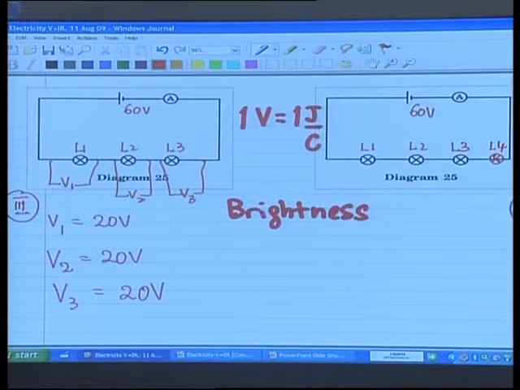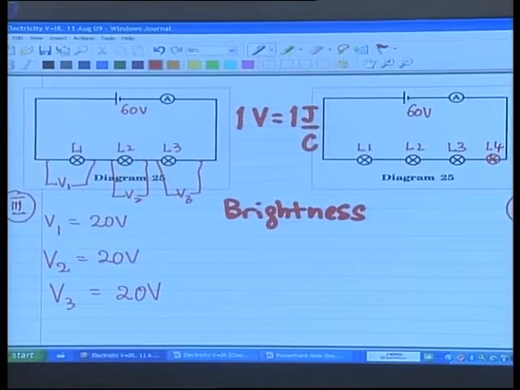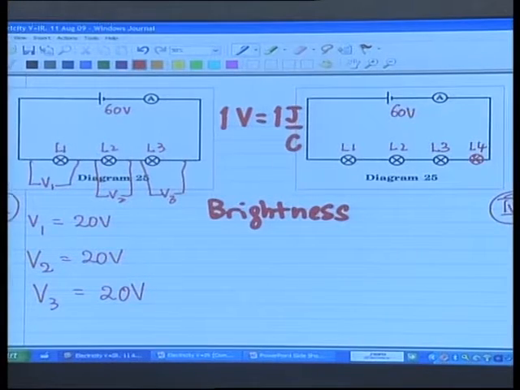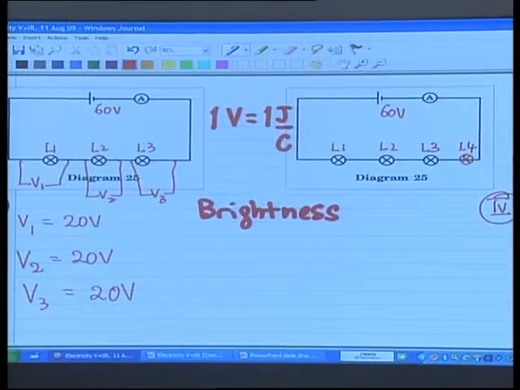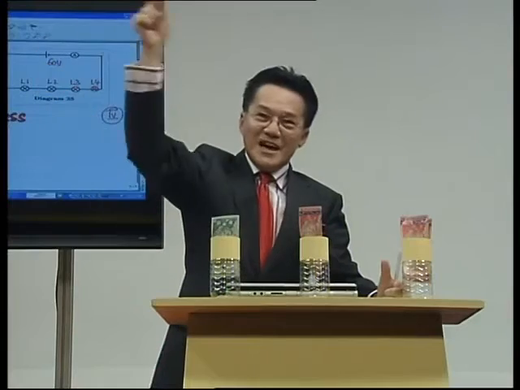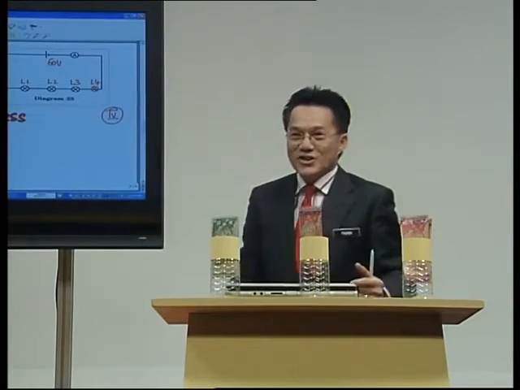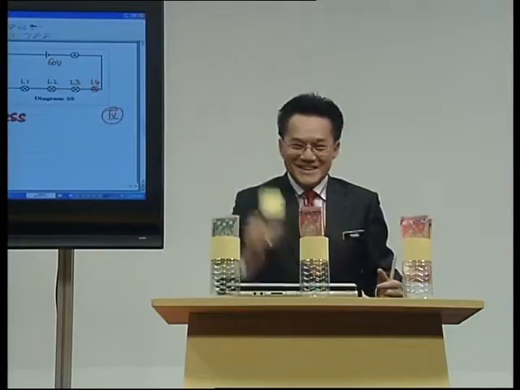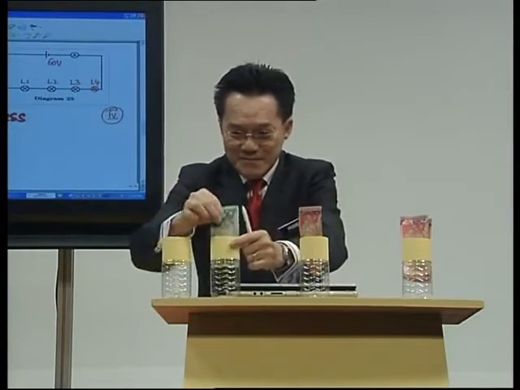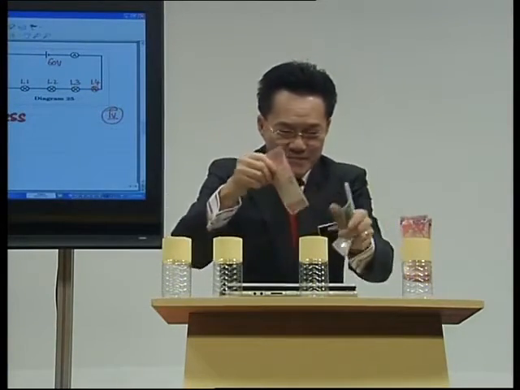Now, look at diagram 4. I call this diagram 4. What happens? I've got only 3 cups here. But now I add 1 light bulb. I think some of you are waving at me. You say, Uncle, add another cup. Okay, magic show. Add another cup.